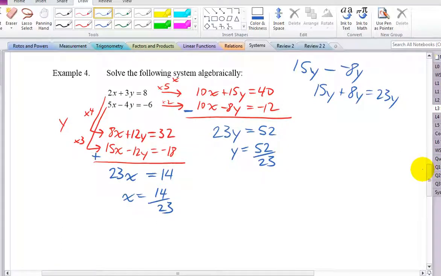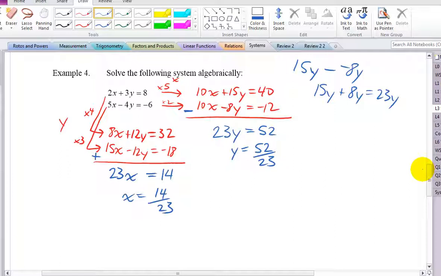Hands up if you got 14 over 23. Awesome. Good work. And this is exactly why we do double elimination, because the hardest question I'm going to give you, you're going to get 2 fraction answers. You can't use substitution. It'll be way too hard. You could, it's just really hard, okay? And that's why double elimination makes it super easy.